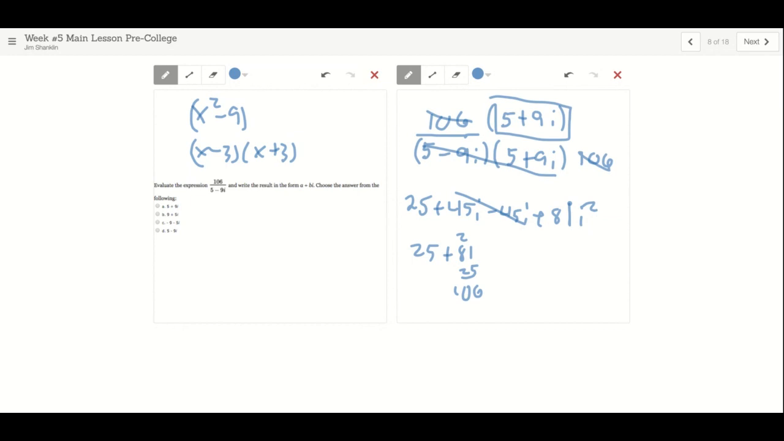Now this does not always apply. If I gave you 5 over 9i, and I said I want you to simplify and get rid of the i, well, you don't have to multiply by the conjugate now. All you have to do is multiply top and bottom by i, right? Because 9i times i gives us 9i squared, which gives us negative 9 on the bottom. That just gives me 5i on top. But when you have two terms, then you have to multiply by the conjugate.